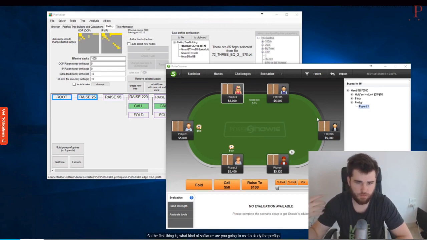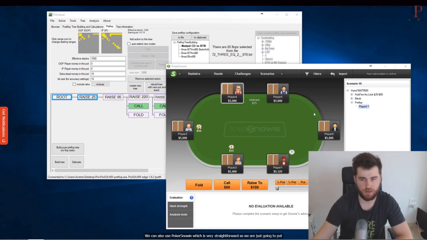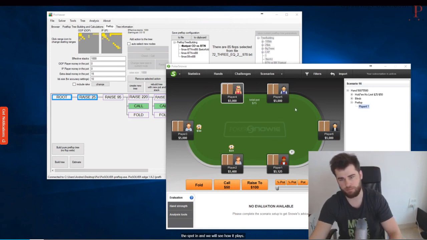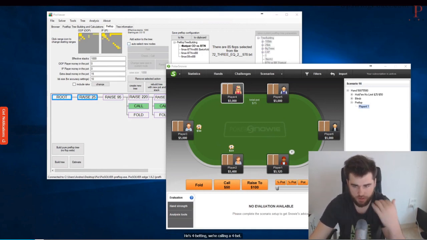So the first thing is, what kind of software are you going to use to study the preflop game? We can certainly use PioSolver for a couple of things, but it has its own limitations. We can also use PokerSnowie, which is very straightforward, as we just put in the spot and see how it plays. The problem with PioSolver is that we have a two-person spot, he's 4-betting and we're calling. It's not so resource intensive as it's a 4-bet pot, but there is a main problem, and it's the fragility of the preflop ranges, which influences the simulations a lot.